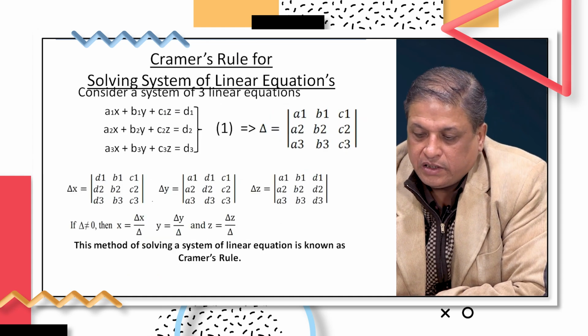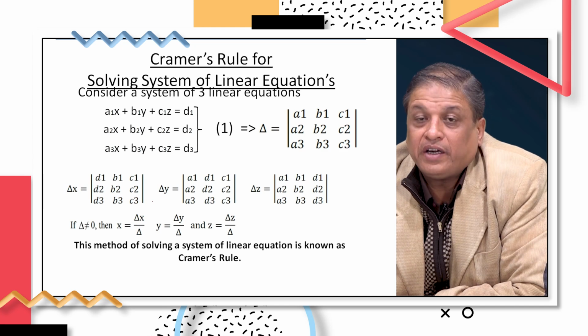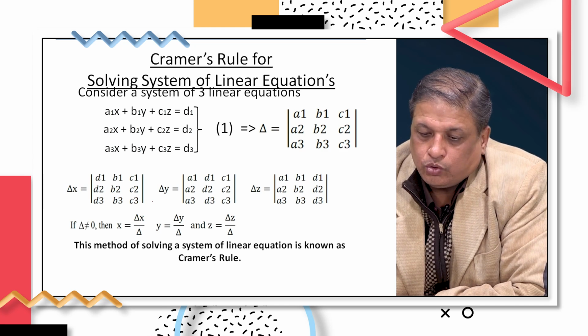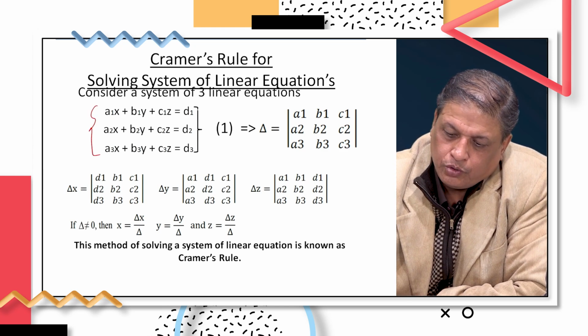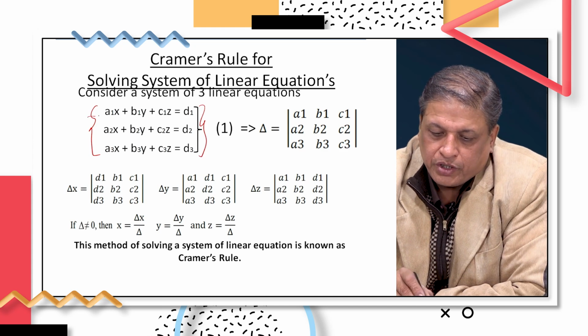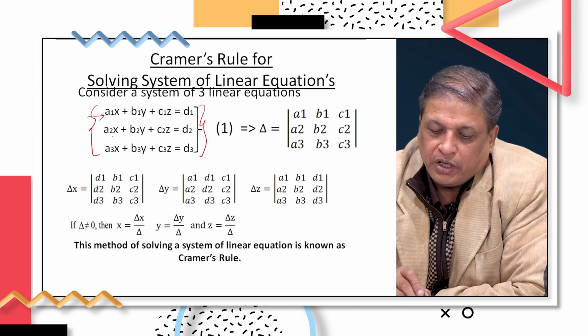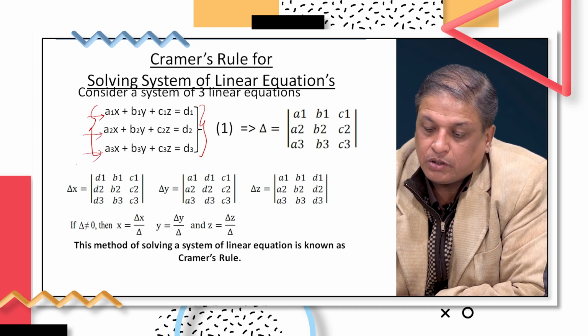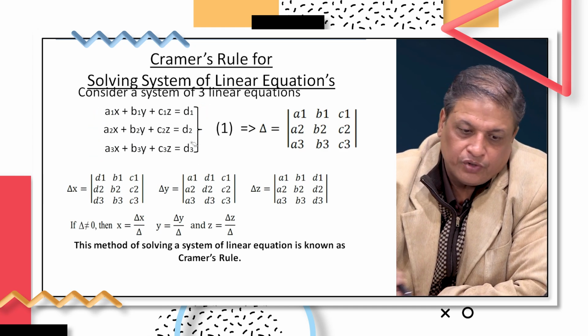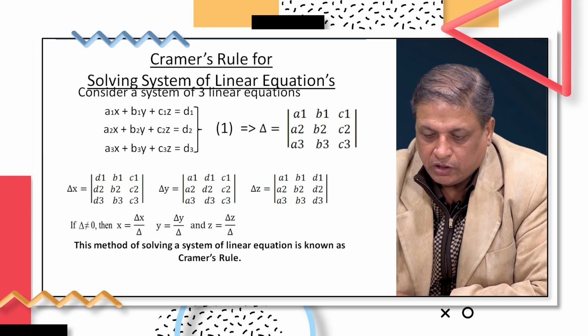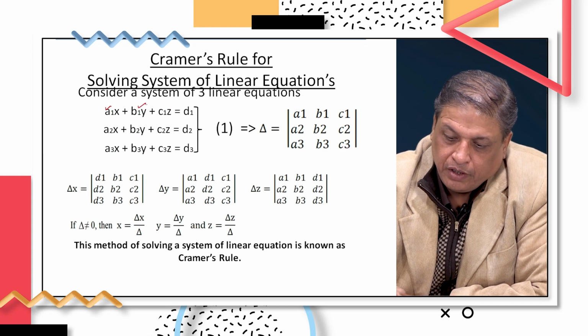Now, let us understand the technique to solve a system of linear equations using Cramer's rule. This is the system of linear equations given to us. It comprises three equations: a1x plus b1y plus c1z equal to d1, a2x plus b2y plus c2z equal to d2, a3x plus b3y plus c3z equal to d3. Now, if we focus on the coefficients of these equations, on the left-hand side we have the coefficients a1, b1, c1, a2, b2, c2, a3, b3, c3.